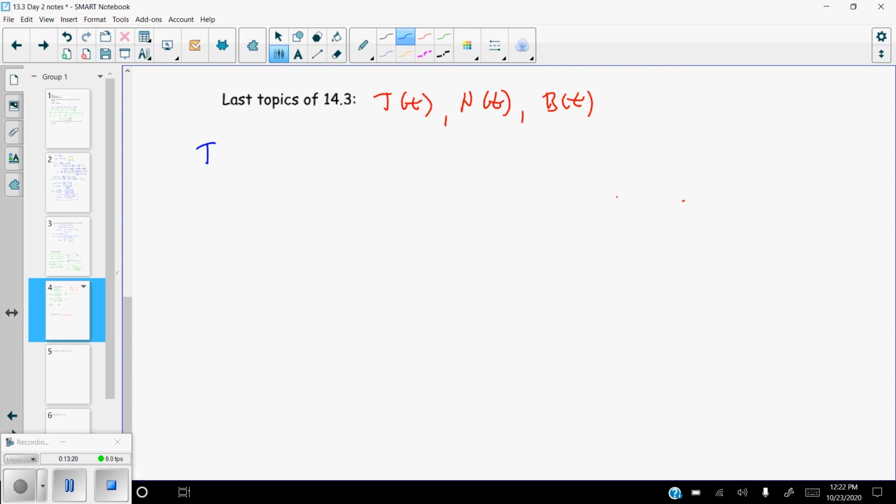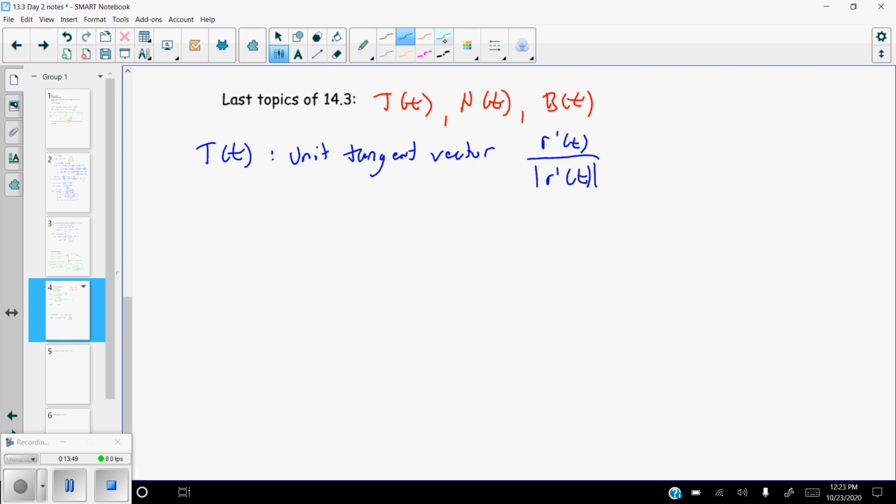So T of t, this is the one that we already know. This one is defined as the unit tangent vector. Again, it's just a tangent vector with a magnitude of 1. And we already know the definition of that one is r prime of t, which is the derivative, divided by the magnitude of r prime of t, which is its length. So if you take a vector and divide it by its length, it gives you the magnitude of 1.